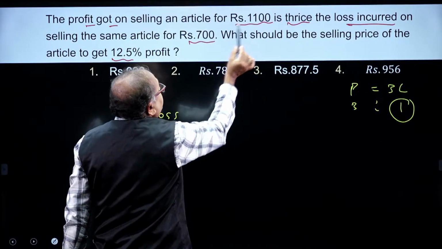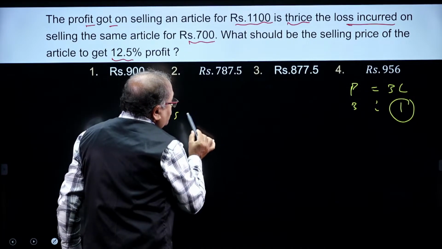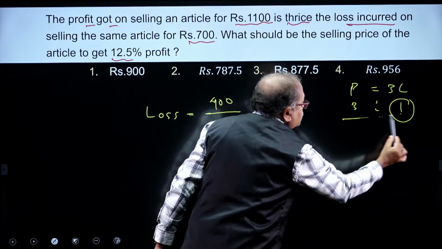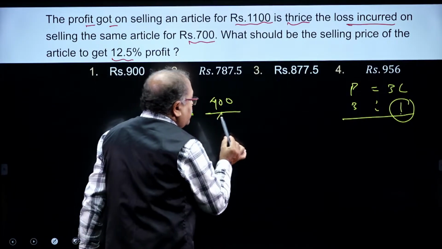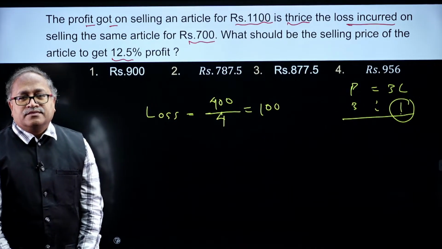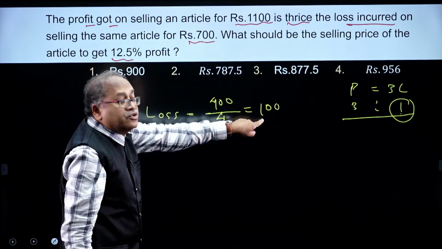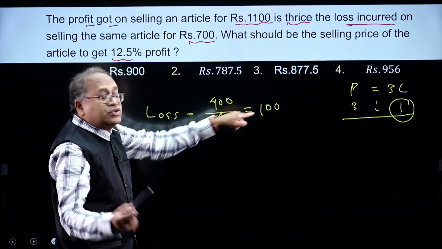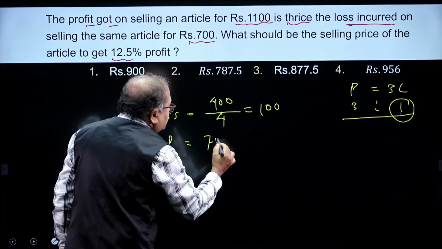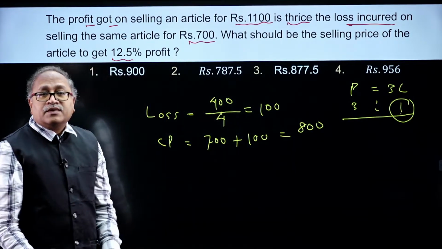Look at this one, 1100 SP1 and SP2. What is the difference? 400. So, the loss is equal to 400 divided by, I need one part, this is total 4 parts, divided by 4, you are getting 100, this is loss, right. So, when you are selling at 700, you are getting a loss of 100 rupees. So, what is your cost price? CP is equal to 700 plus loss 100, which is 800 cost price.